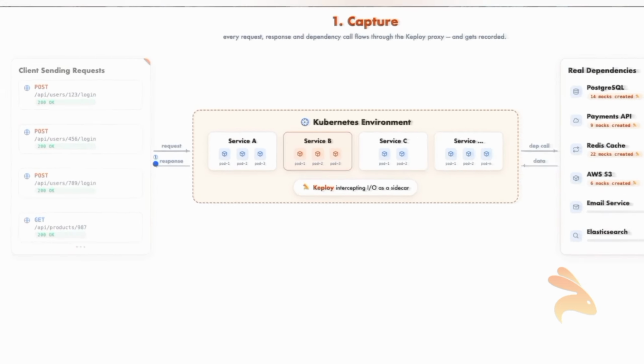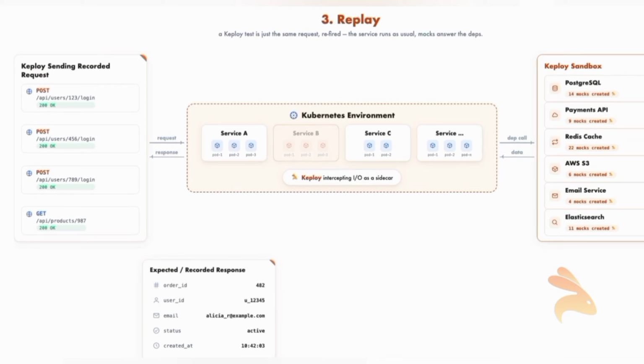On replay, Keploy sends the recorded request to the service again. Every dependency call the app tries to make gets intercepted and answered by the mock instead. And the response we get back gets checked against the originally recorded one.